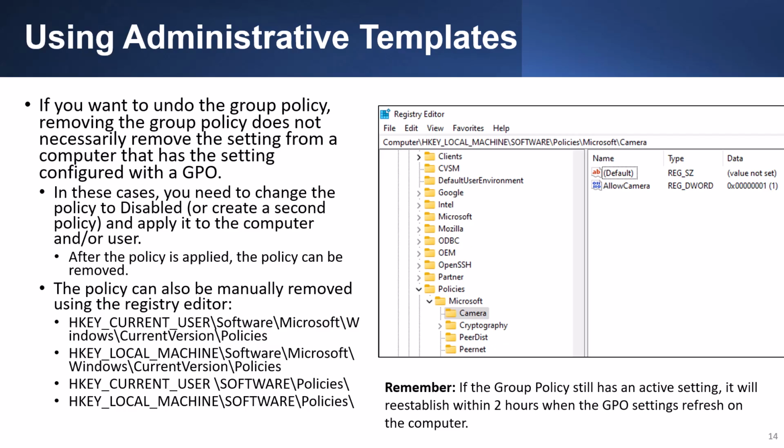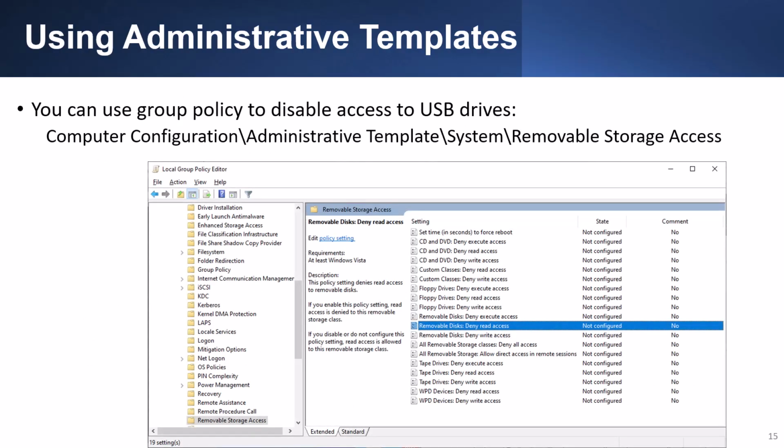Remember, if the group policy still has an active setting, it will reestablish within 2 hours when the GPO settings refresh on the computer. You can use group policy to disable access to USB drives. The setting can be found in Computer Configuration, Administrative Templates, System, Removable Storage Access.